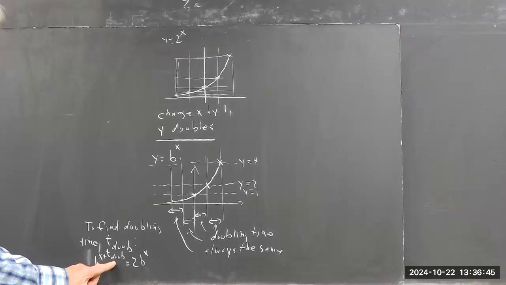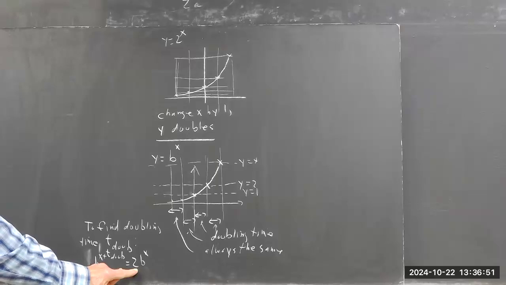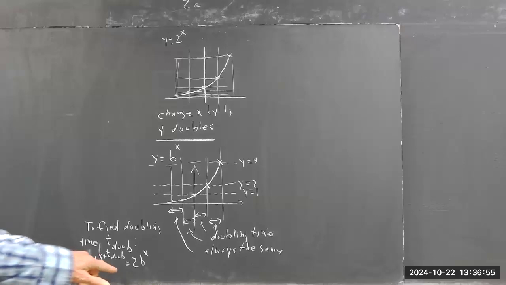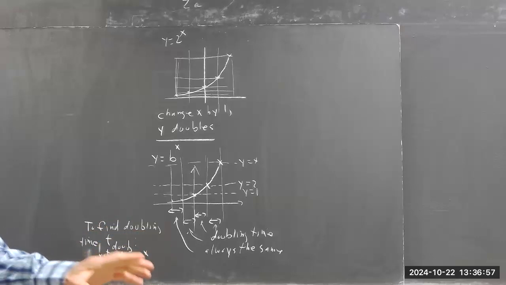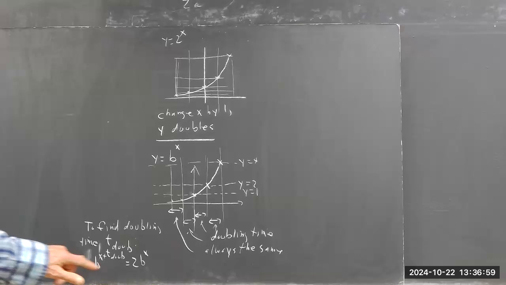If x increases by T dub, then it's got to double, if T dub is the doubling time. Okay? And it's pretty easy to solve that equation. I don't want to get into the algebra of it right now, but kind of get that in your head.